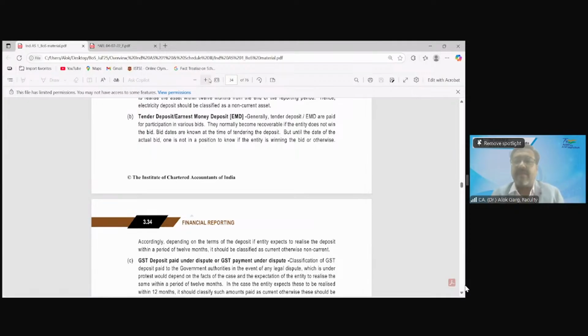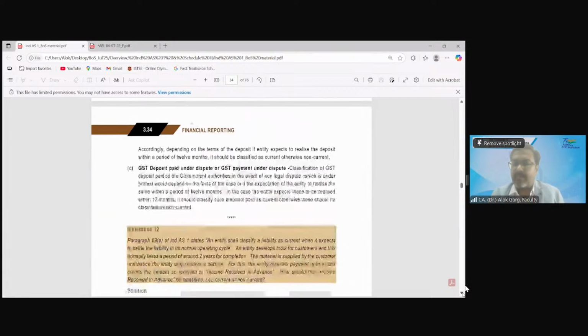You have to see, when you are giving the money, what is the time by which the results will come out, right? If it is within 12 months from the reporting date, it is a current asset. If it is after 12 months from the reporting date, it is a non-current asset. Is that clear? Yes, sir. Clear, sir.